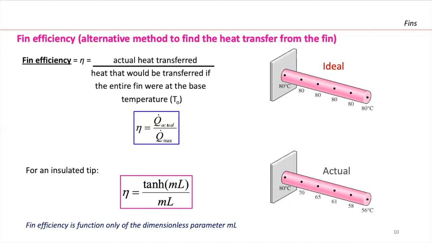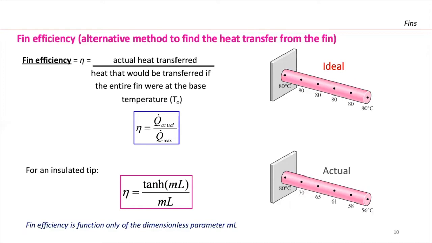However, the actual is not like that. Why? Because we are losing heat through convection to the environment, right? I mean, that is how convection is happening, and we are having heat transfer between the fin and the surroundings, right? And that actually is the main objective of the fin. We put it in our electronics to cool down the electronics, right?